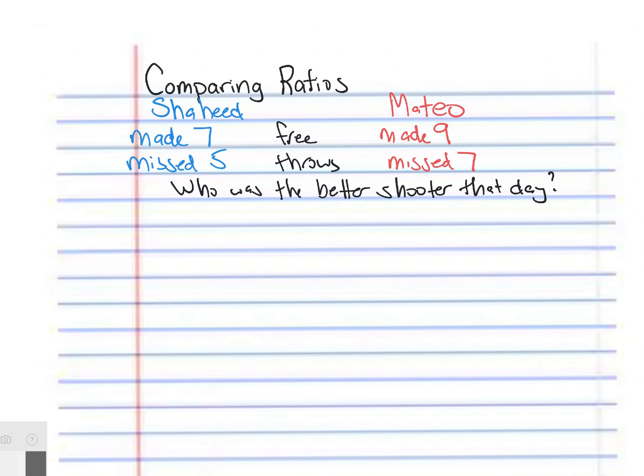So one ratio we could write would be a part-to-part ratio, where we could do makes to misses. And because we're talking about who was the better shooter, it makes sense for us to put makes on top because that's the part that we're really going to emphasize. So for Shahid, his ratio would be 7 to 5. And for Mateo, his ratio would be 9 to 7.